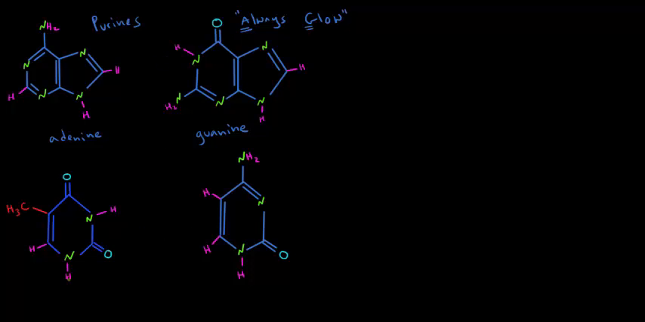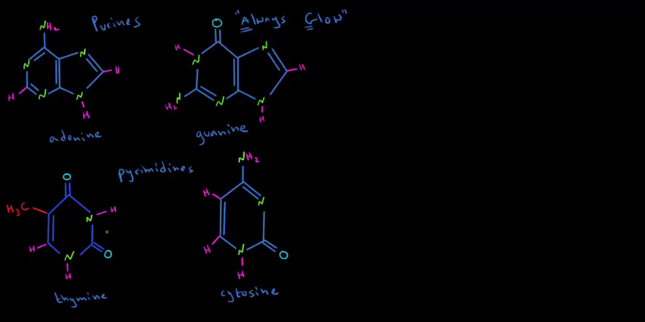Then we have these other 2 bases. This one here is thymine. And then right next to it, we have something that also looks similar to it, cytosine. And you can see thymine and cytosine are single ring structures. They only have 1 ring with 6 sides, and they are known as pyrimidines. So again, the purines are adenine and guanine, and the pyrimidines are thymine and cytosine.